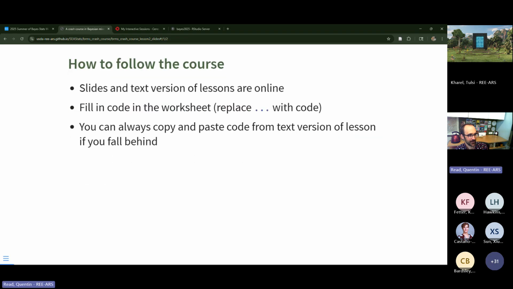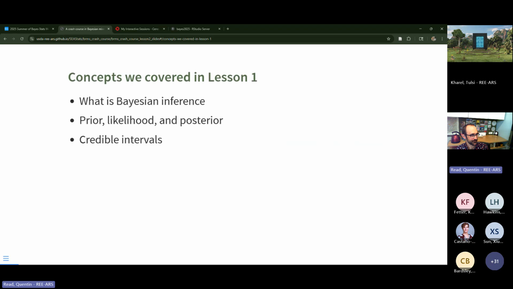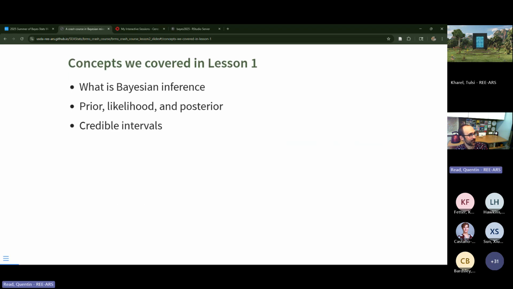And yet we already know how to follow along with the slides. What have we learned so far? Well, sort of the broad concepts, where we learned the basics of Bayesian inference. We learned what priors, likelihood, and posterior are, and how to estimate uncertainty in parameter estimates using credible intervals.